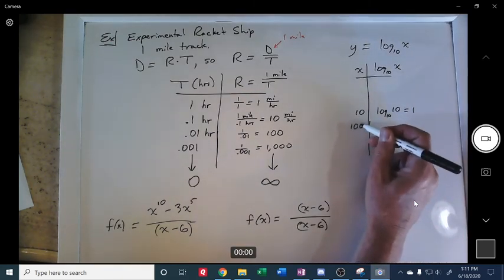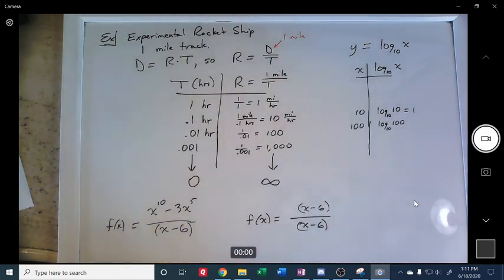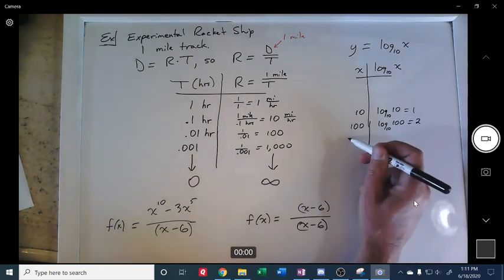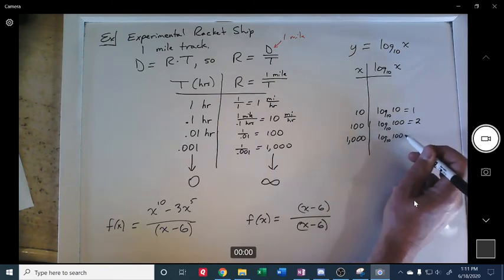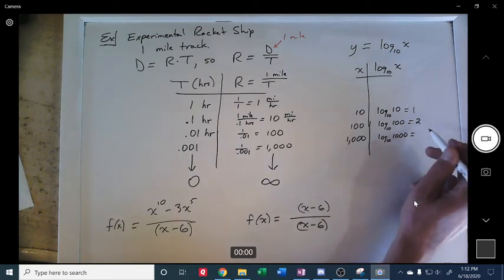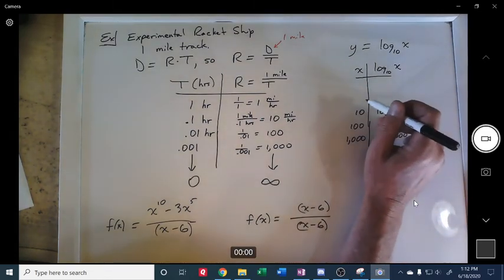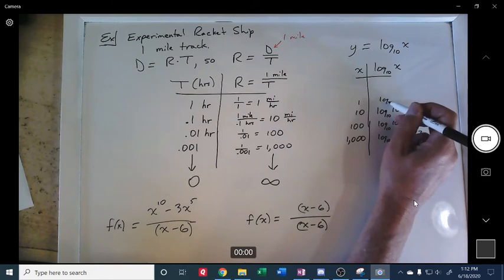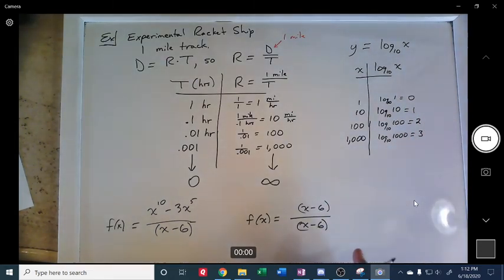If x is 100, it asks, what is the exponent I place on top of 10 to get a result of 100? I would put a 2 there. If x is 1,000, what is the exponent I place on top of 10 to get 1,000? And I would get 3. If x is 1, you ask 10 to what power is 1? Well, anything to the 0 power is 1.